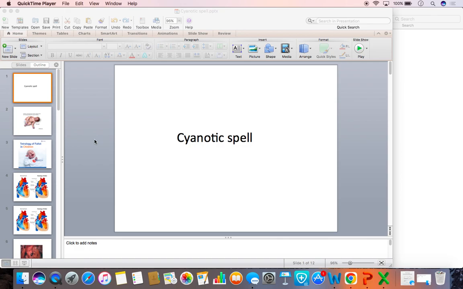Number one, ventricular septal defect, pulmonary stenosis, overriding of the aorta, and hypertrophy of the right ventricle. And it is the milder form of the tetralogy of Fallot. This cyanotic spell occurs in the children around the age of 2 years.